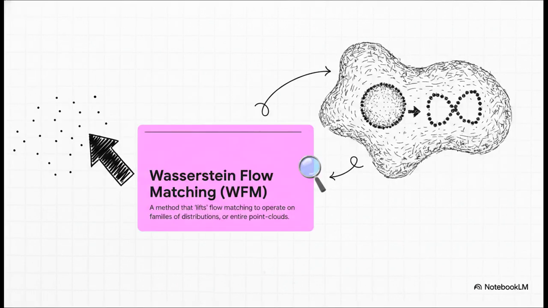And that, right there, is the absolute essence of Wasserstein Flow Matching. It lifts the problem from the level of individual points to the level of entire distributions. Think of it this way. The AI is no longer learning how to move individual grains of sand. It's learning how to reshape the entire sand dune all at once. It's treating each point cloud as a single, whole entity.